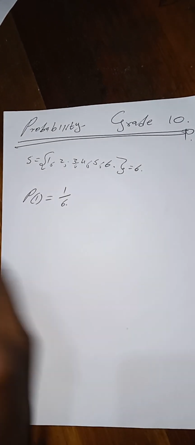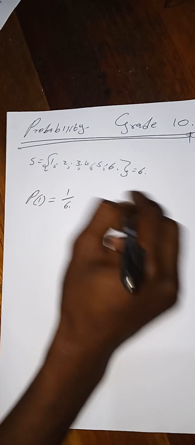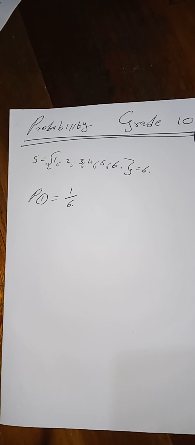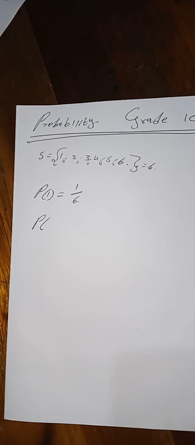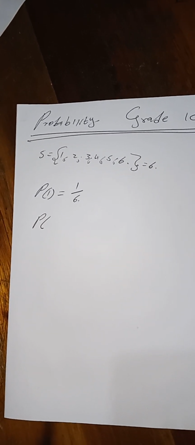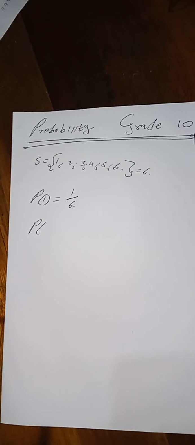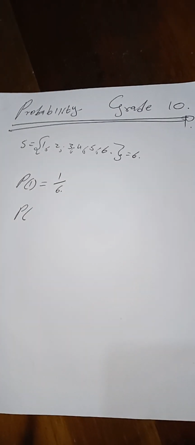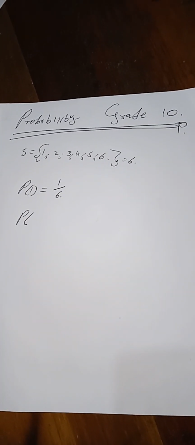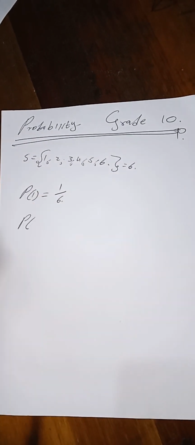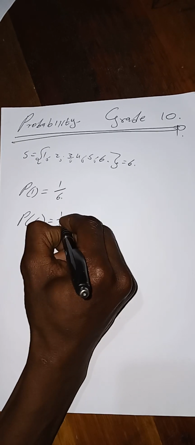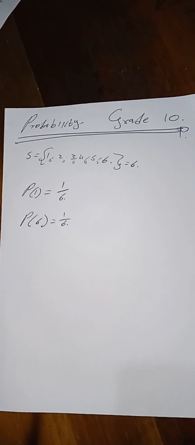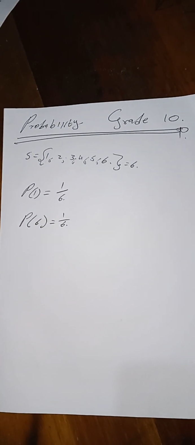Therefore, if you want to take it to a percentage, then you multiply by 100 and get the percentage. Then the probability of getting a 6: how many possible chances are there to find a 6? It's only one 6 on a dice, meaning you are going to have 1 out of 6 possible outcomes.